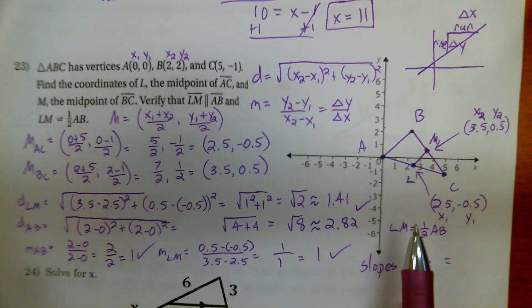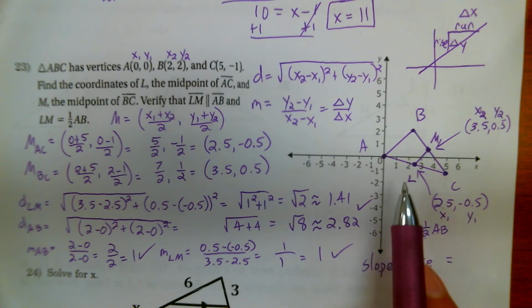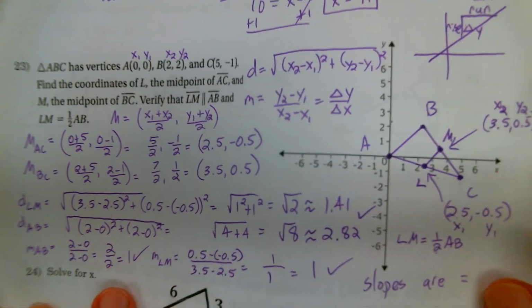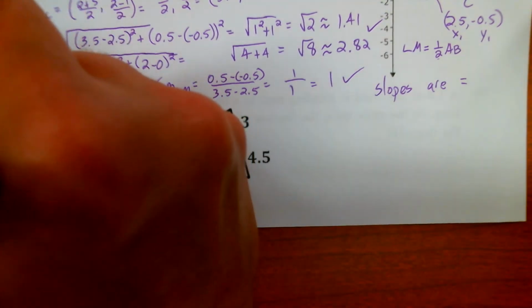Okay, so we verified that LM is half of AB using the distance formulas, and we verified that the lines are parallel because their slopes are the same. Good problem. A lot of stuff in that one. A lot of standards wrapped up in that problem. Okay, 24. This is our side splitter theorem.